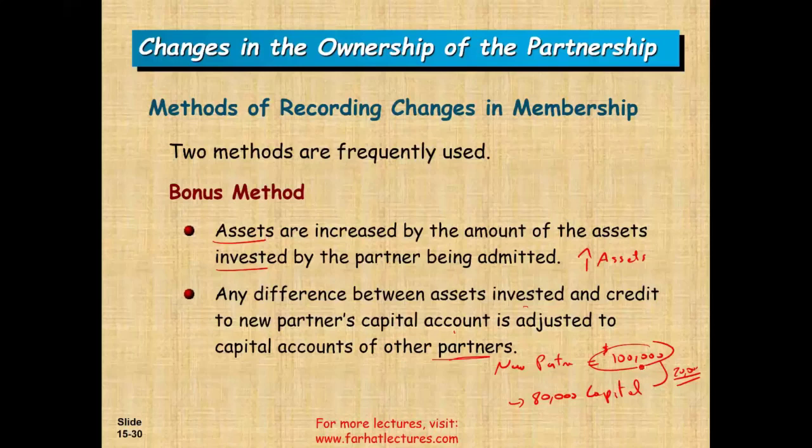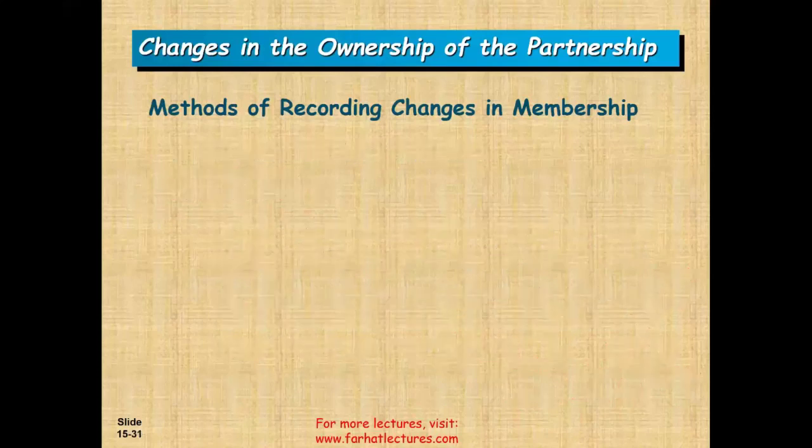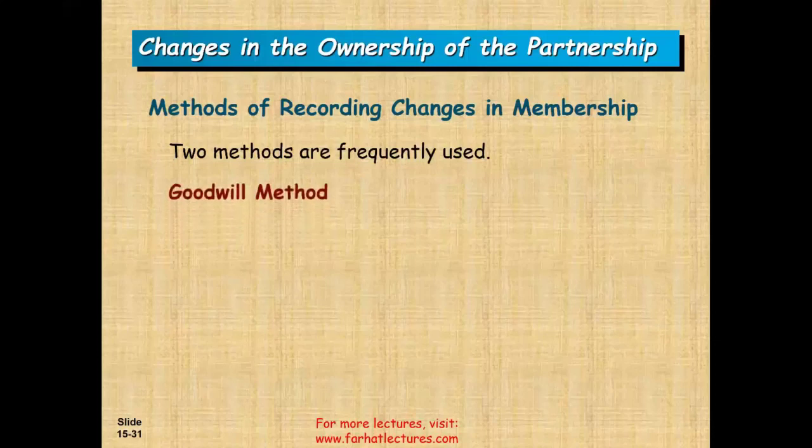Or this partner invested $100,000, but we're going to give them $120,000 in capital. Why? Because we're so desperate for money and desperate for this individual, we want to attract them. Therefore, we gave them more capital than they invested. Then it's going to be taken away from the existing partners. And this is the bonus method. Again, we'll work an example. Don't worry about it.